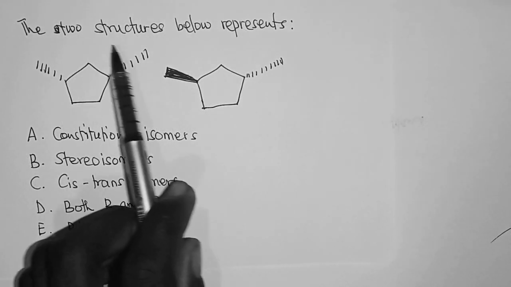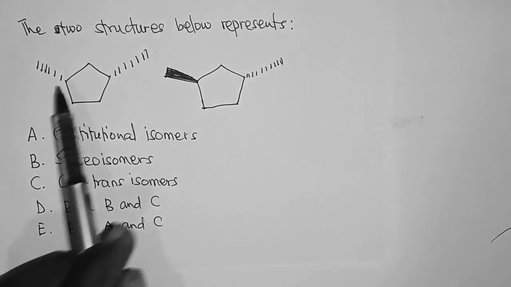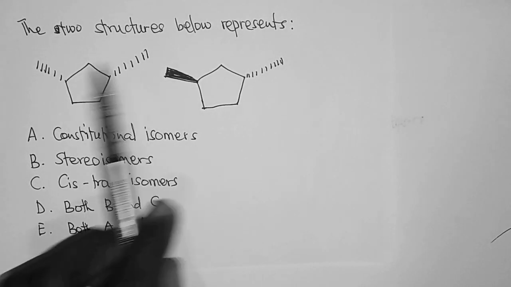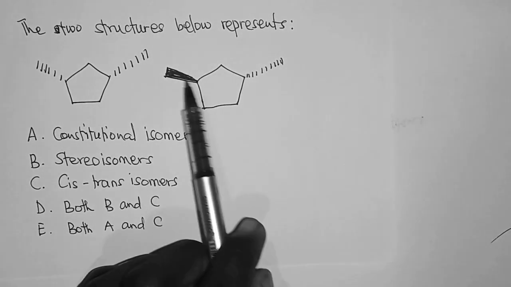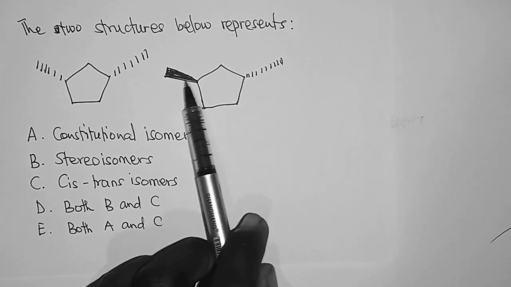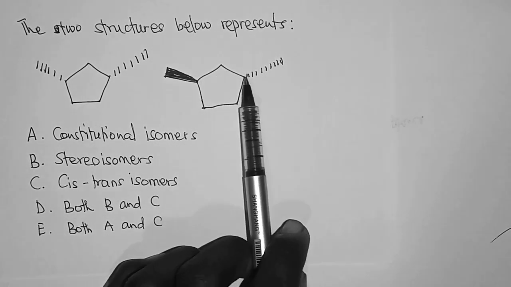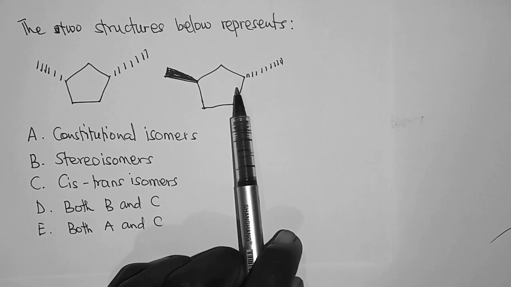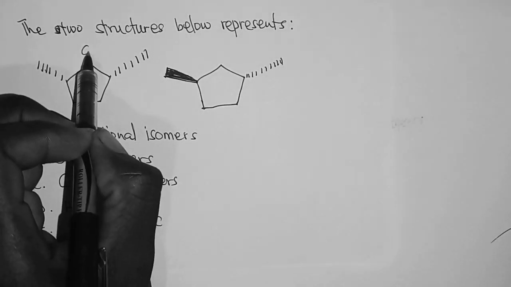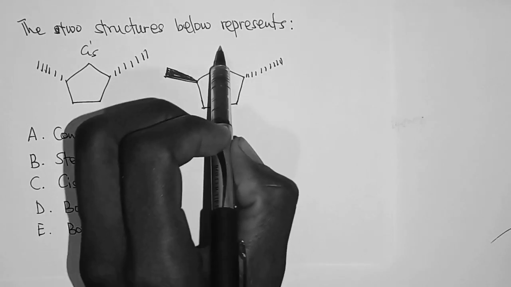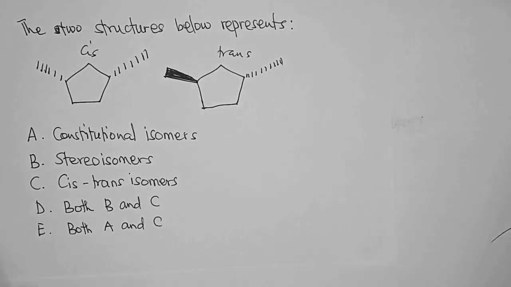The two structures below represent, you see that here, these methyl groups are pointing in the same direction. And here, these methyl groups are pointing in the opposite direction. So this is a clear example of cis and trans isomers. This is the cis molecule, and this is the trans molecule. So the answer is cis and trans isomers.